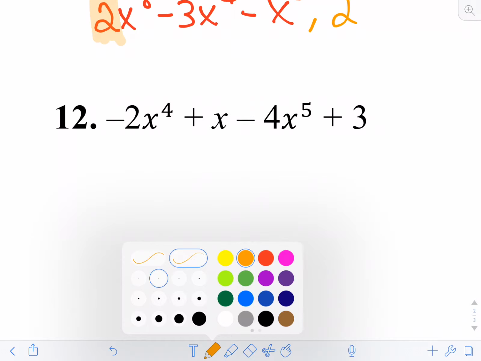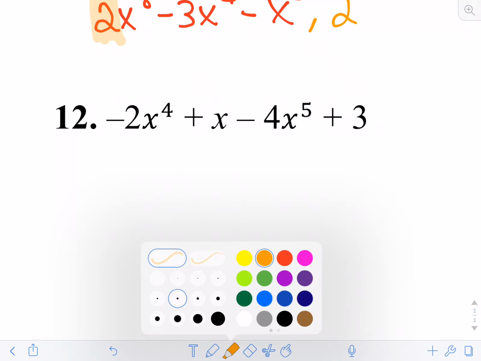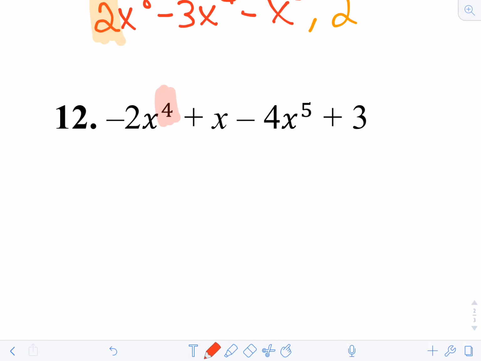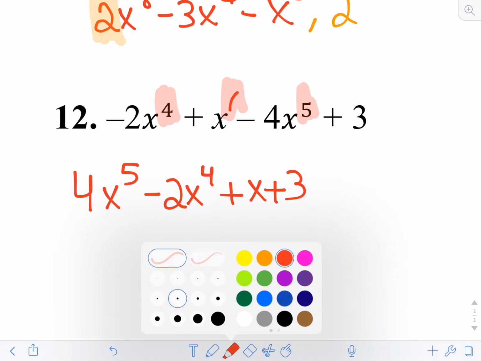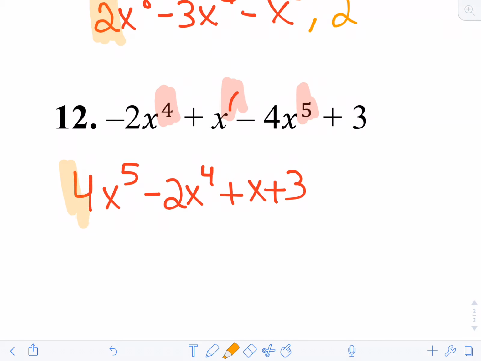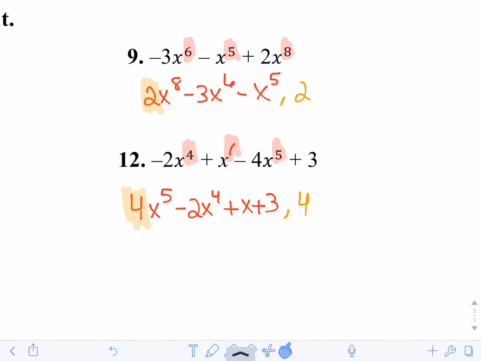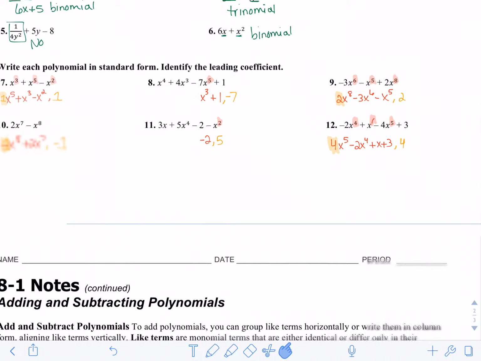Okay, last one that we have. So I'm going to go ahead and highlight my powers. So I have 4. Okay, again, this is going to be, whoops, this is a 1 right there. So I'm going to highlight my 1. Then I have a 5. And then I'm going to write it from the highest degree to the lowest. So the highest one would be 5, so 4x to the 5th power minus 2x to the 4th plus the x plus the 3. Last thing it wants me to do is find my leading coefficient, so that is the number that's leading everything, and that is going to be a 4. Okay, and that's all that you have to do on those.